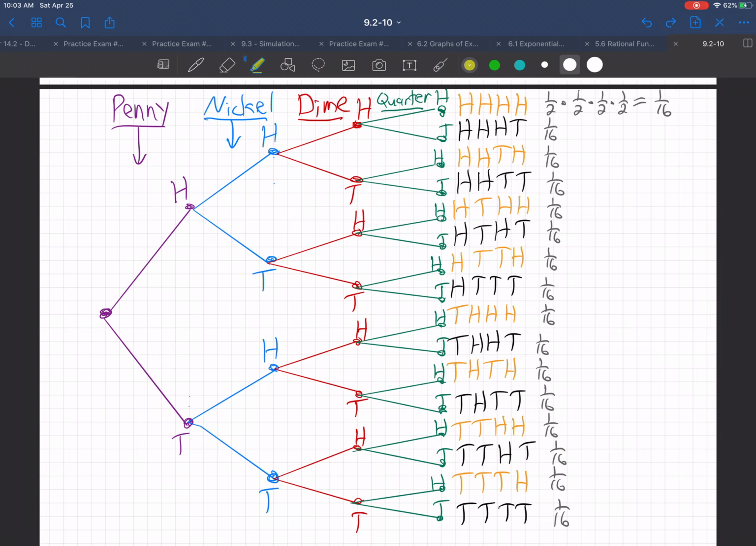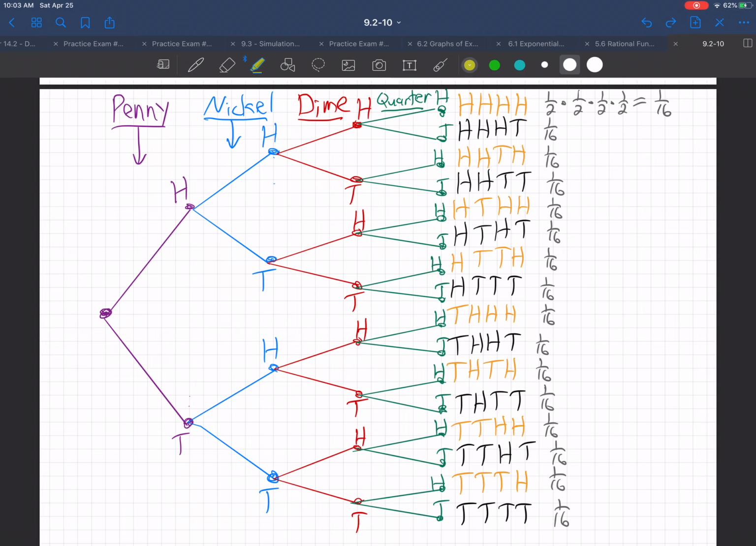Now, how did I get this head, head, head, head? I just followed the branching, starting here at the beginning. A head was flipped on the penny, then on the nickel, then on the dime, then on the quarter. And what's the probability of that? Each of those branches is a half. So it's a half times a half times a half times a half, which is 1/16. That's how I got that answer. And then I followed each of those in the same way.